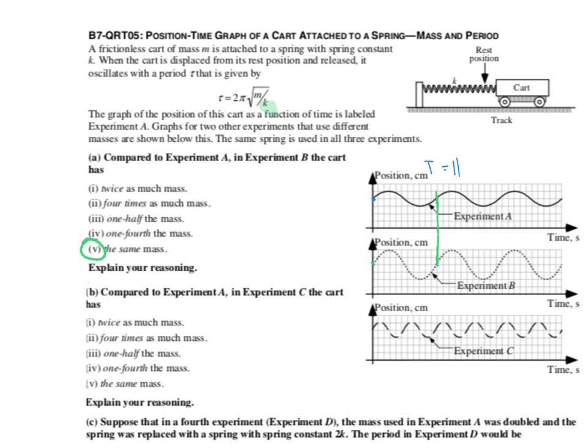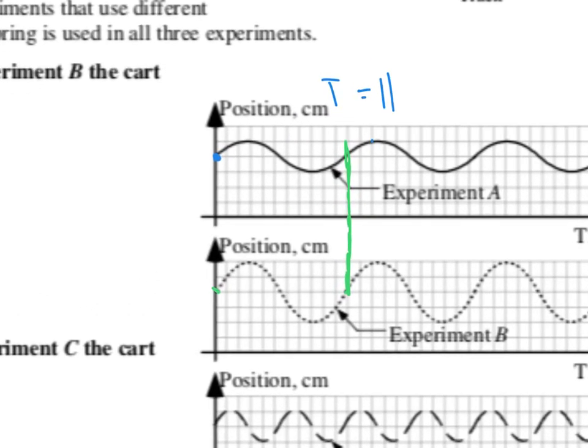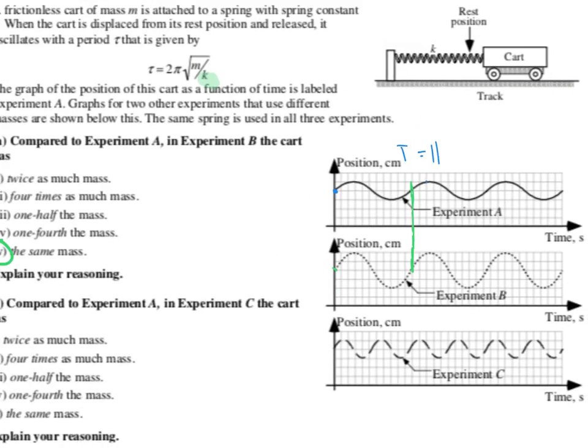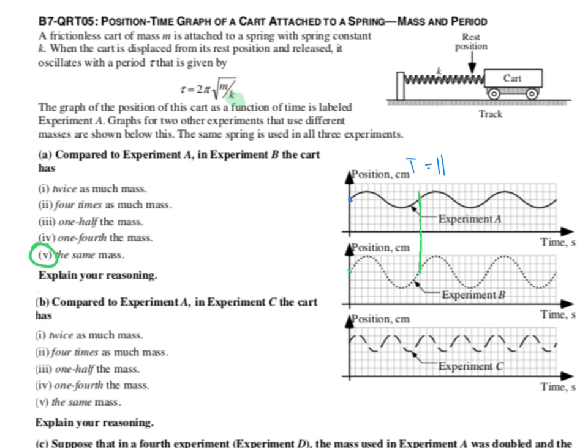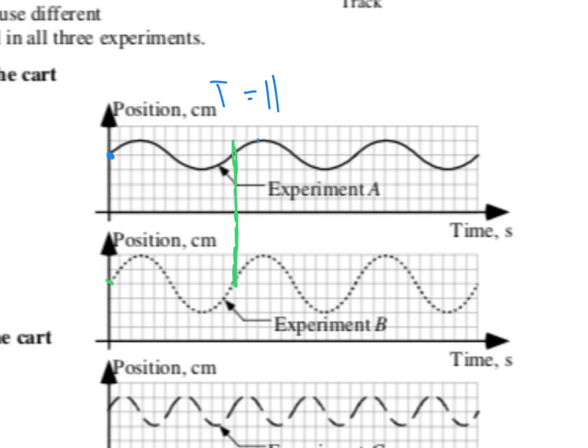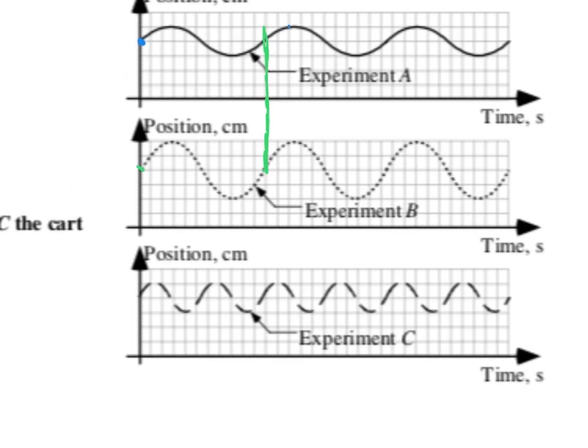And then we now want to say compared to experiment A, experiment C, what happens? So we'll want to look at the period in C. If we go down here and zoom in, we see that we have the period for C. Well, one period in C is like here, and that is pretty clearly, it looks to be 1/2 the period.